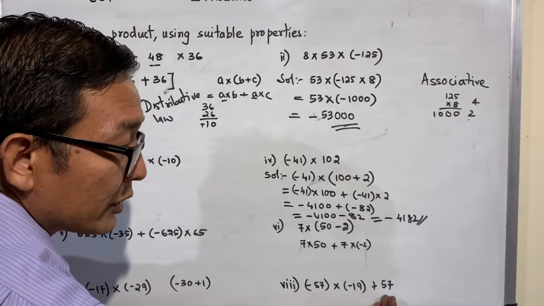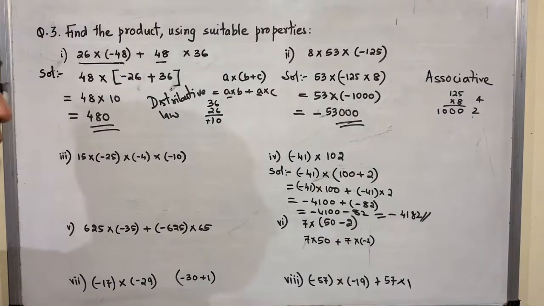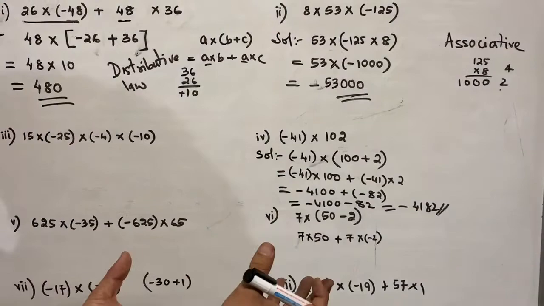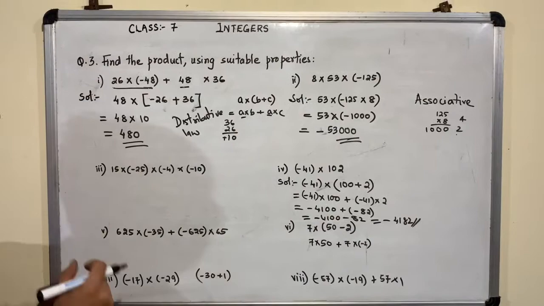So 57 into 1, and 57 is common. The negative and negative become positive. 57 common to 19 plus 1, that is 20. So 57 times 20. This is how we use the properties of integers to find the product of a number.